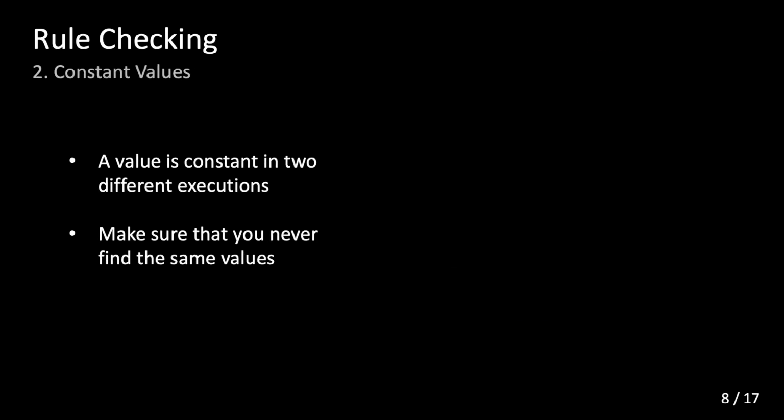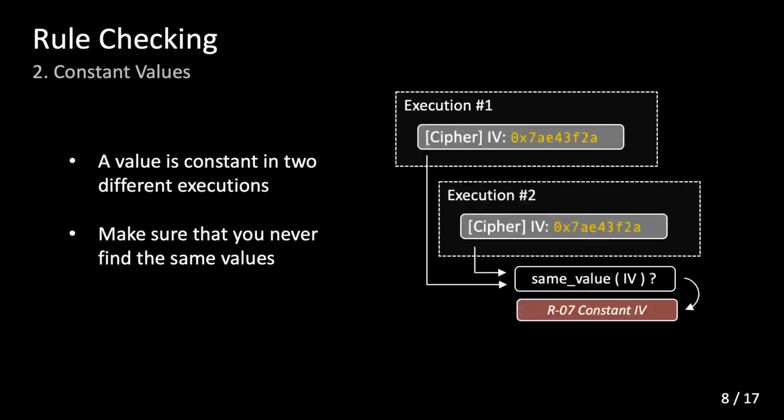The second checking procedure is used to verify if a parameter of an API is constant or not. For instance, we need to ensure that applications do not use static initialization vectors that are hard-coded. To verify the rules in this category, we examine the logs of 2 executions of the same application and check that the values that are found in one of the execution logs are not present in the other one, and vice versa.